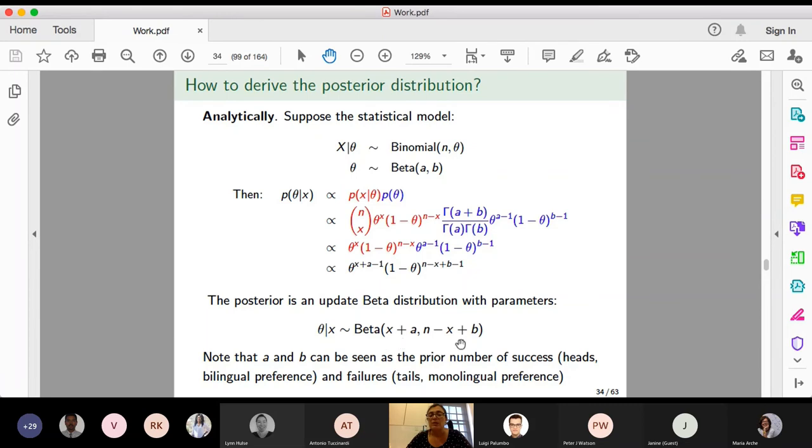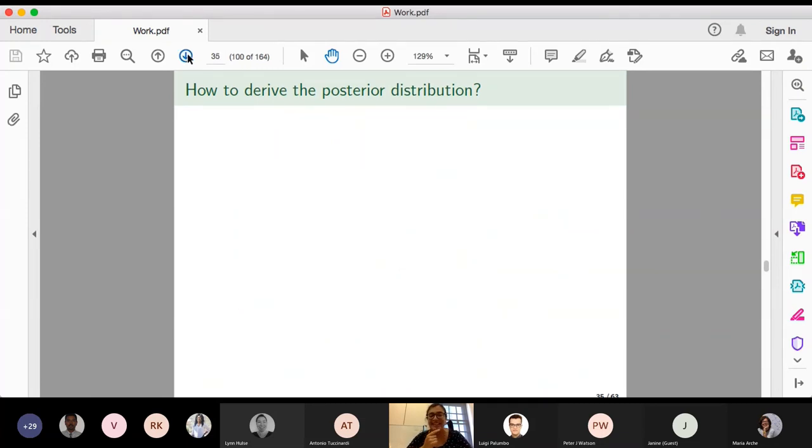So that means that this a and b, the parameters that I have in my prior distribution, you can think of these hyperparameters, when you're choosing your prior, as the prior number of successes. If you have a previous study about this, it may be the previous number of parents that prefer bilingual education, that would be a, and the previous number of parents that prefer monolingual education, that would be b. So that's how we do the math. Believe me, this is a simple example.